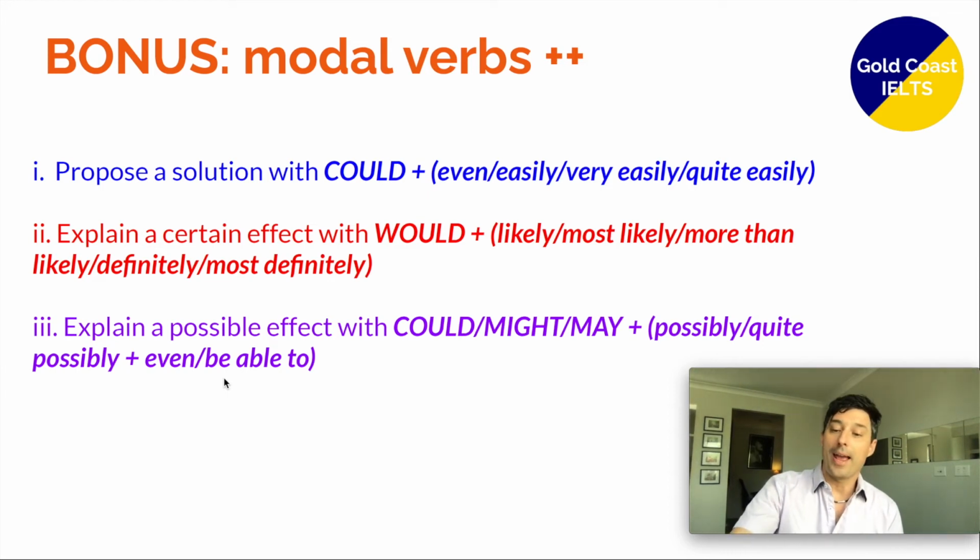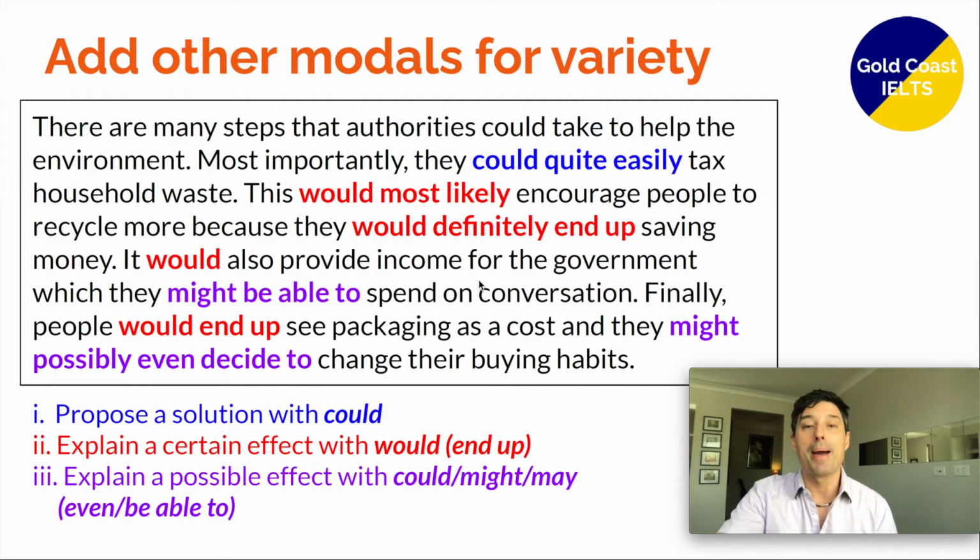So let's look at our final version of our paragraph and see how nice it sounds. There are many steps that authorities could take to help the environment. Most importantly, they could quite easily tax household waste. This would most likely encourage people to recycle more because they would definitely end up saving money. It would also provide income for the government, which they might be able to spend on conservation. Finally, people would end up seeing packaging as a cost, and they might possibly even decide to change their buying habits.